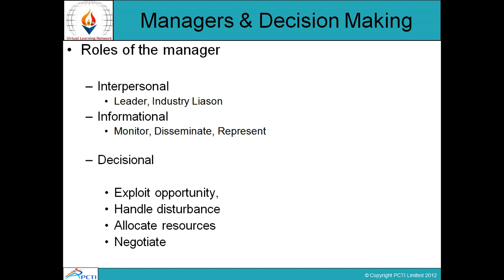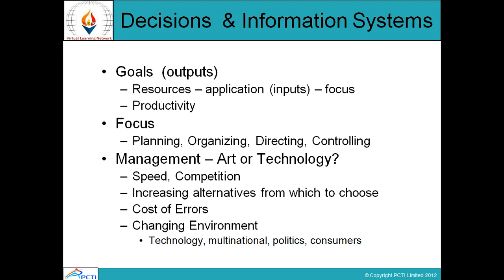Apart from this, the role of manager is also meant for allocation of the resources, right? And another important characteristic feature of a manager in the decision making process is that a manager should be a good negotiator also, right? So these are the different roles of the manager that are performed at the interpersonal level, informational level, as well as decisional levels, which helps in supporting the decision that is carried out at different levels of the organization. Next one is decision and information system.